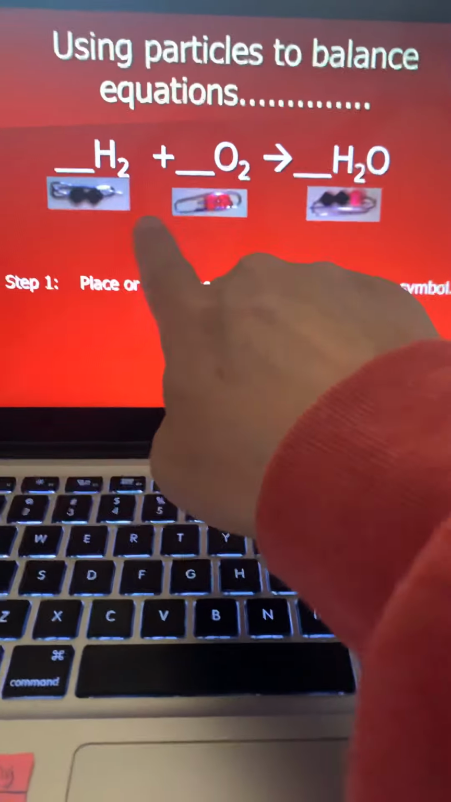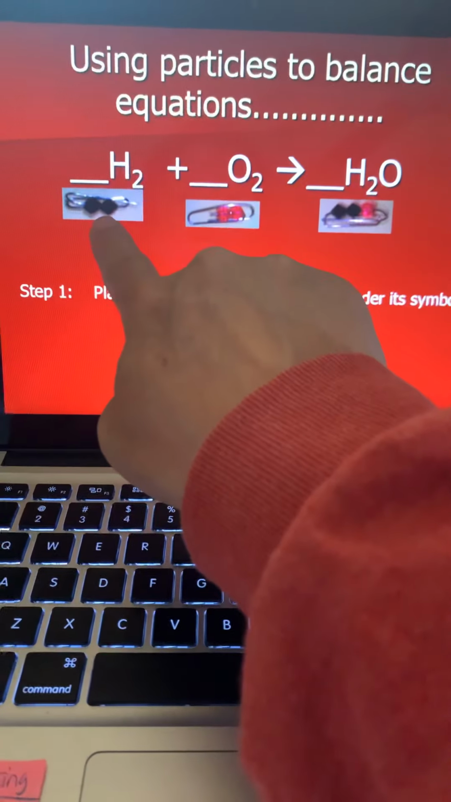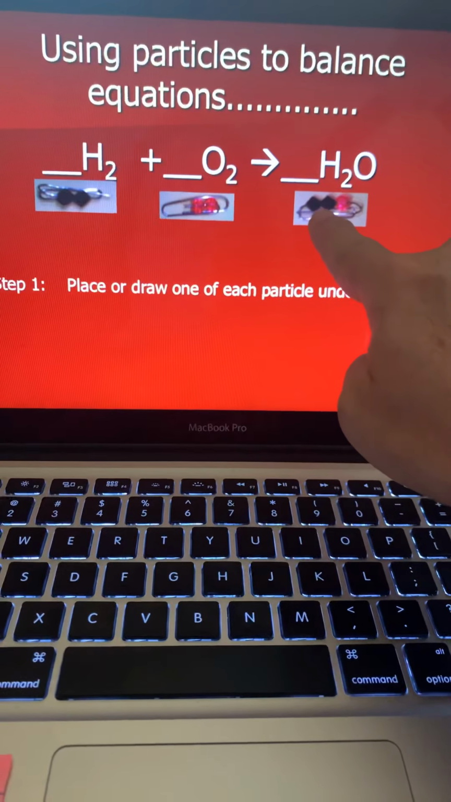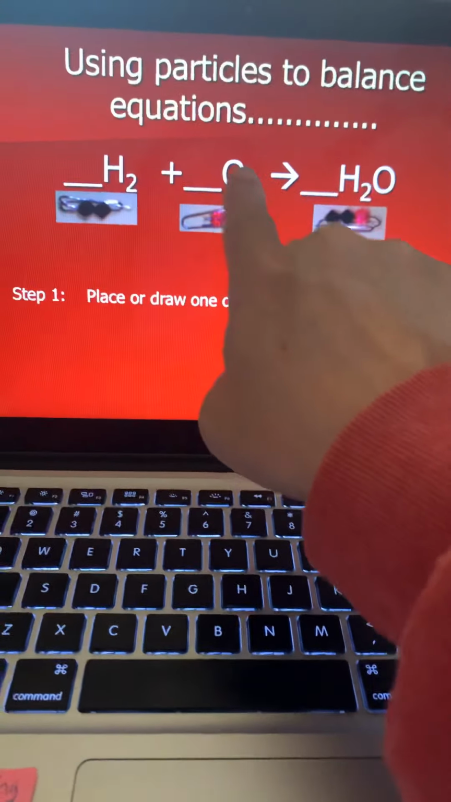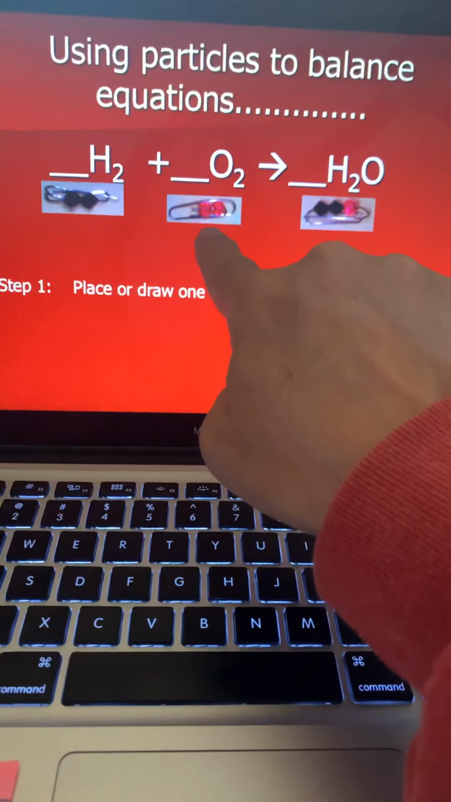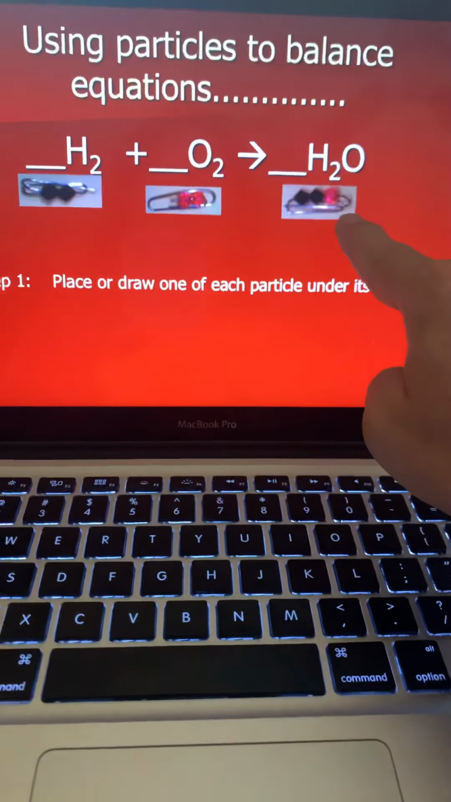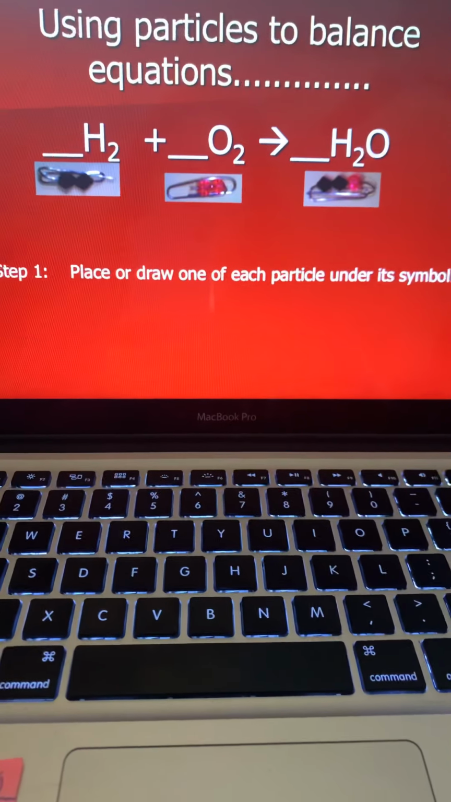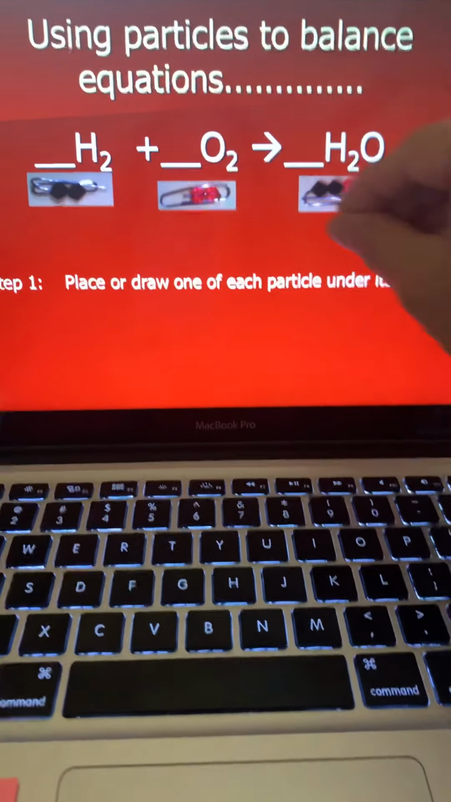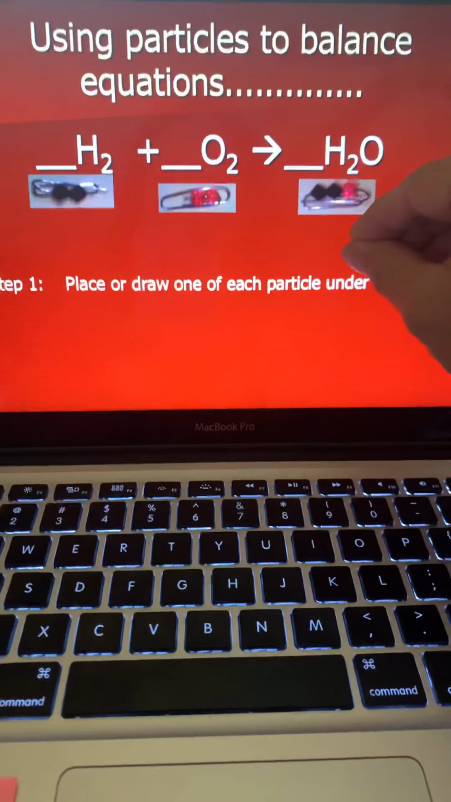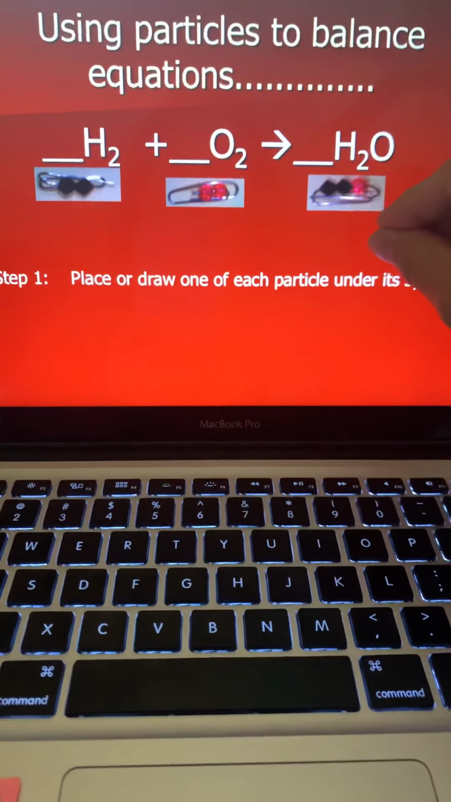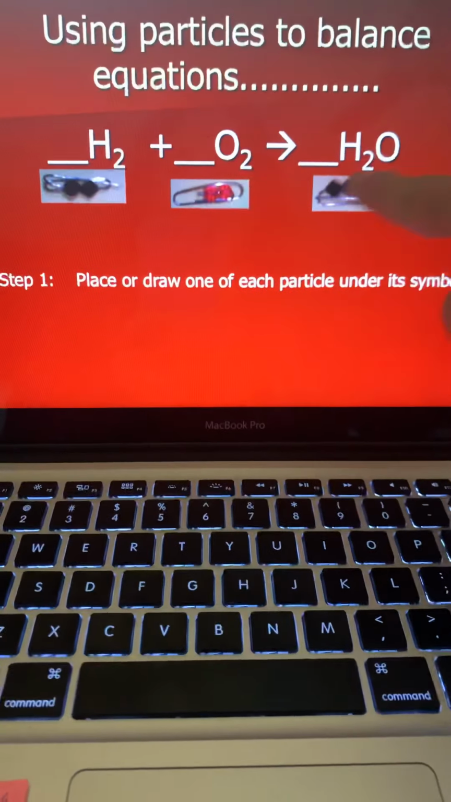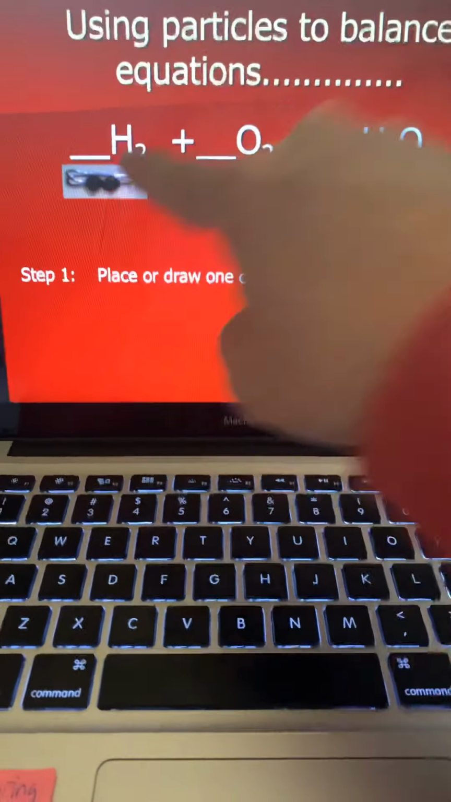Now, is it currently balanced? Well, let's see. On the left side, I have 2 blacks. On the right side, I have 2 blacks. We're good so far. On the left side, I have 2 pinks. On the right side, I only have 1 pink. So we are not balanced. Now, it would be great if I could just stick another pink on this side and then we'd be balanced. But we can't do it that way. You can't just add 1 pink. You have to add what's in the paper clips.